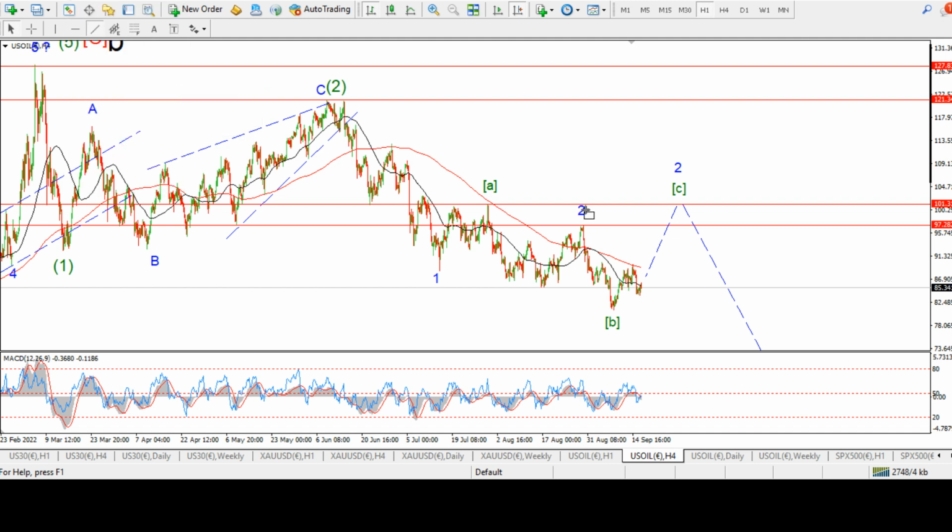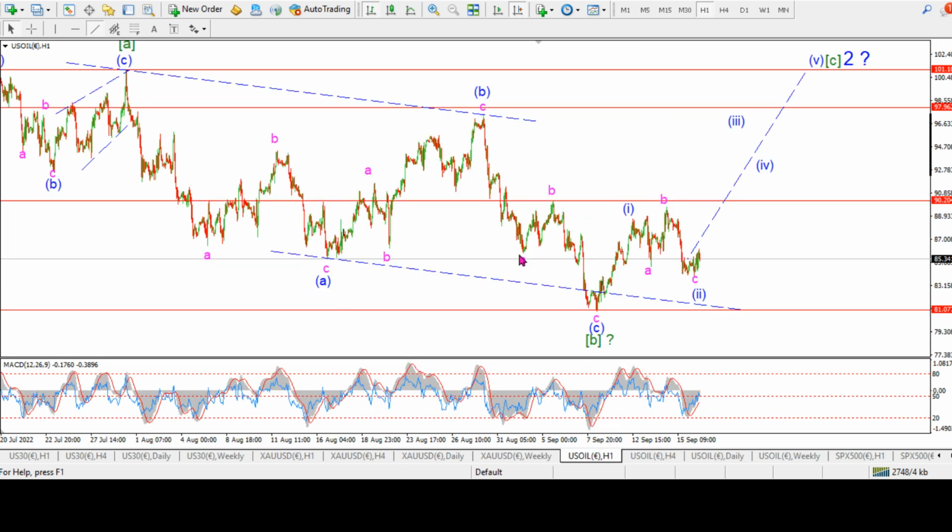So while I doodle here, chat amongst yourselves. Okay, so we could be talking about a running flat wave 2, and then another impulsive 1-2 pattern to begin a third wave decline, and that would be again a third of a third decline. So let's get into the hourly count here. Here is the main wave count for wave 2 in blue.